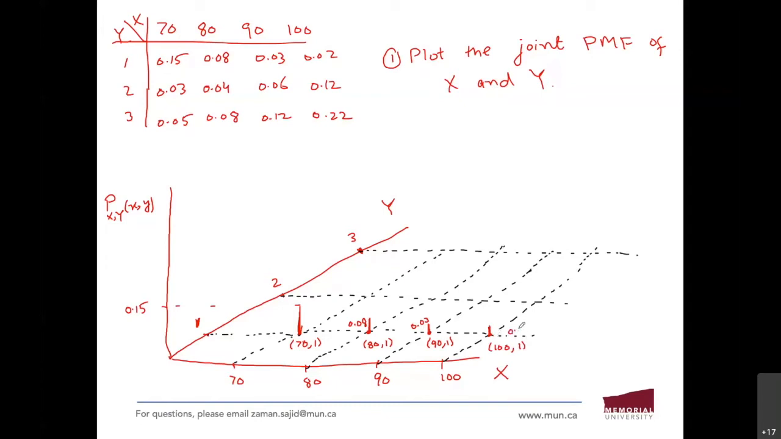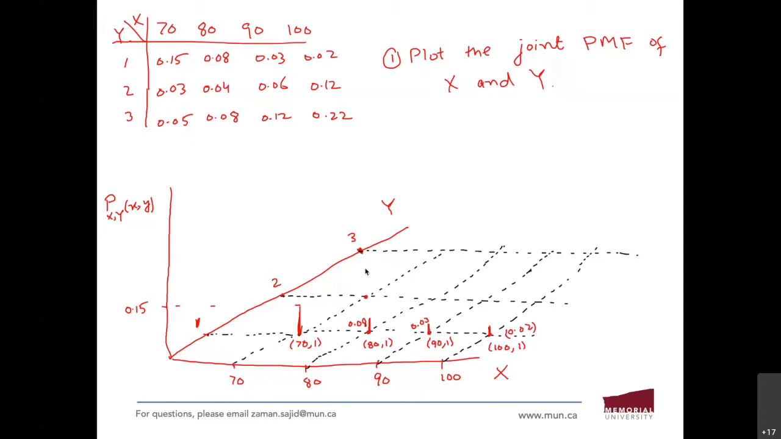Okay, so I write it down here, 0.02. This is how you construct the joint of x and y. Now the same procedure when you have y is equal to 2 and x is equal to 70. This is my x is equal to 70 and this is my y is equal to 2. They are coinciding at this point.